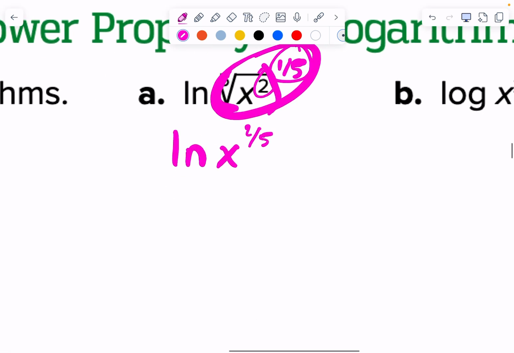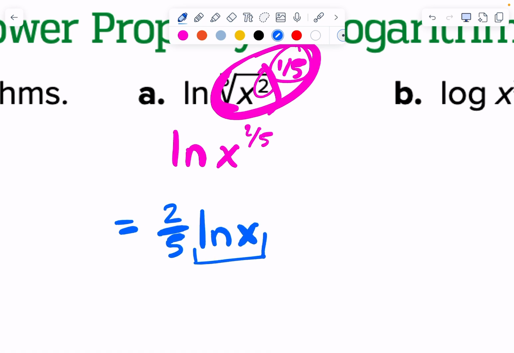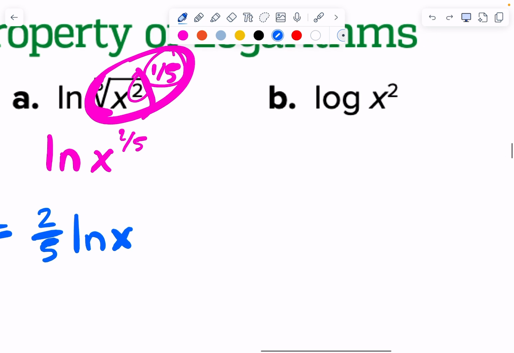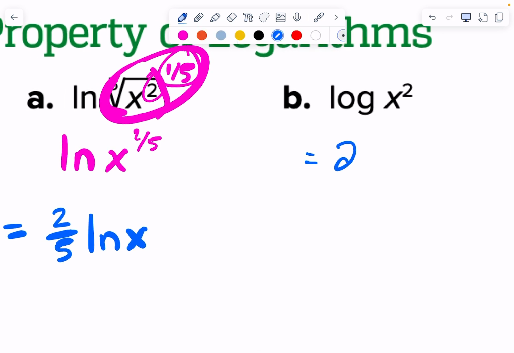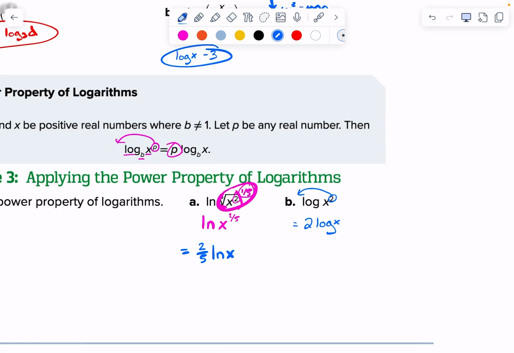Now I'm going to bump that down in front, because ln is the same thing as log. ln is just log base e. So what will it look like? 2/5 ln x. I would much rather deal with ln of x than the 2/5 as an exponent. Gross. Got it? What is this one? 2 log x. Not so bad. The 2 can come down in front, and that makes sense only because there's a log there.